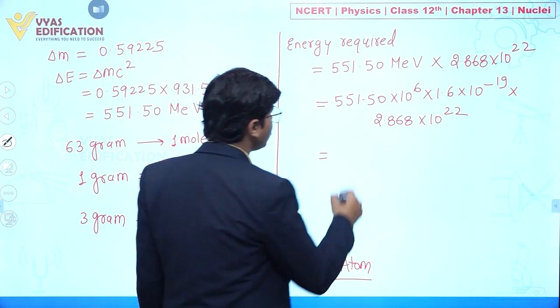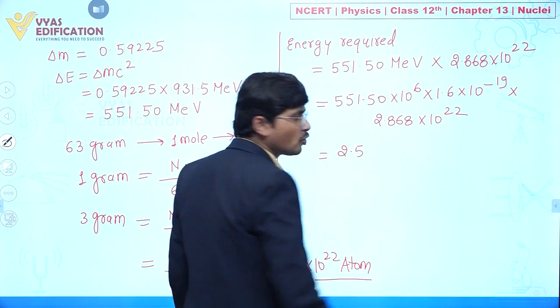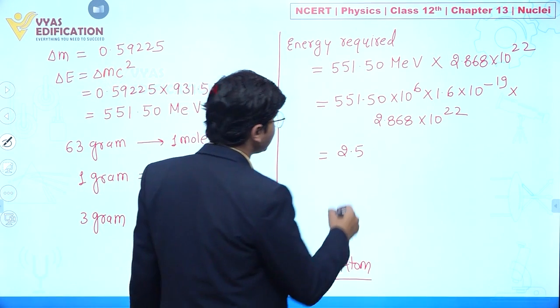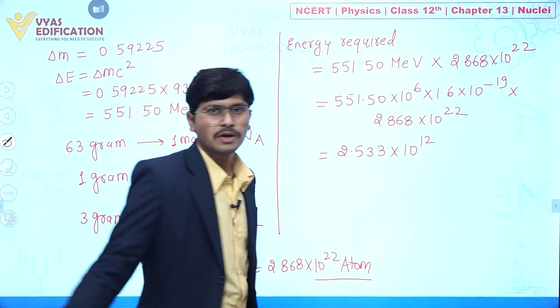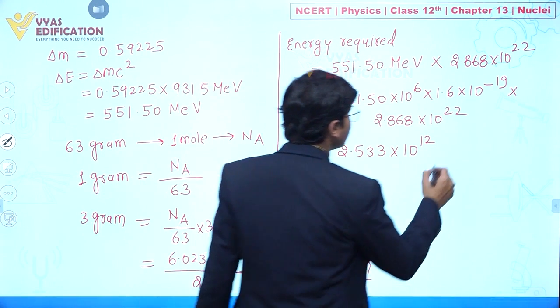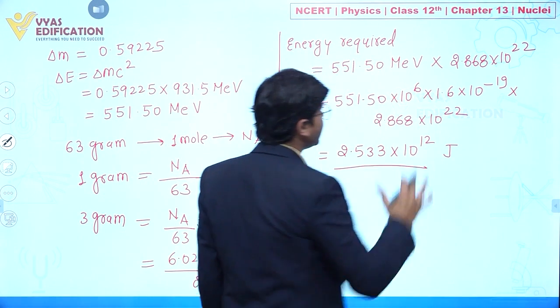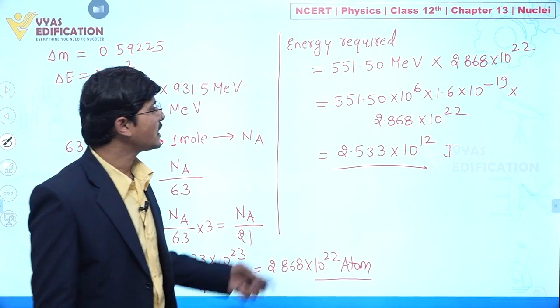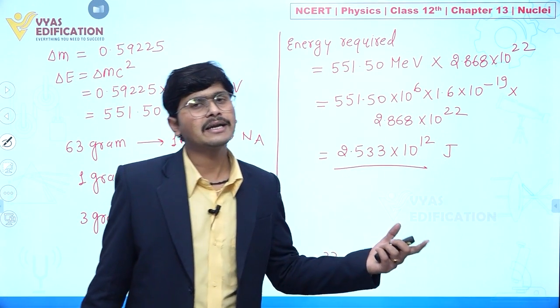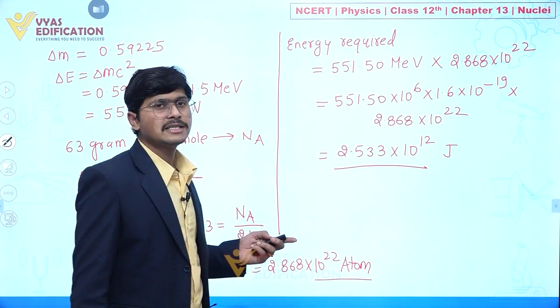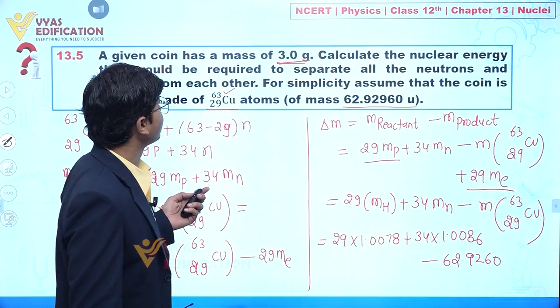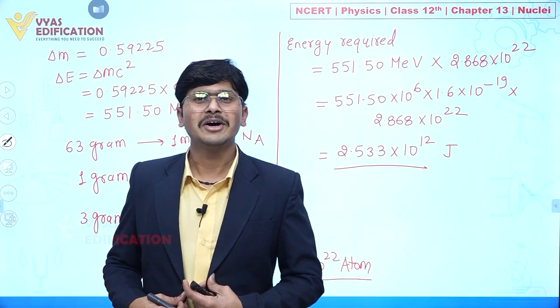If you solve it, you will find this value near about 2.533 into 10 to the power 12 joule. Clear? Definitely there is some calculation to be done, you can take some approximation and you can get an approximate result. Clear? So this is the final value, the final energy that is required that we got here. Clear? So this is all about this question.